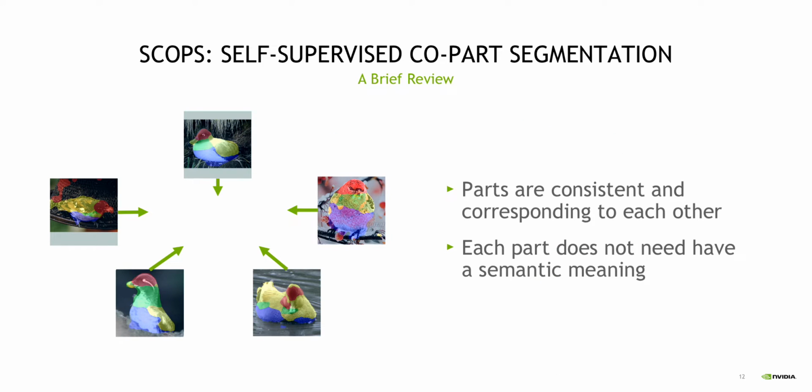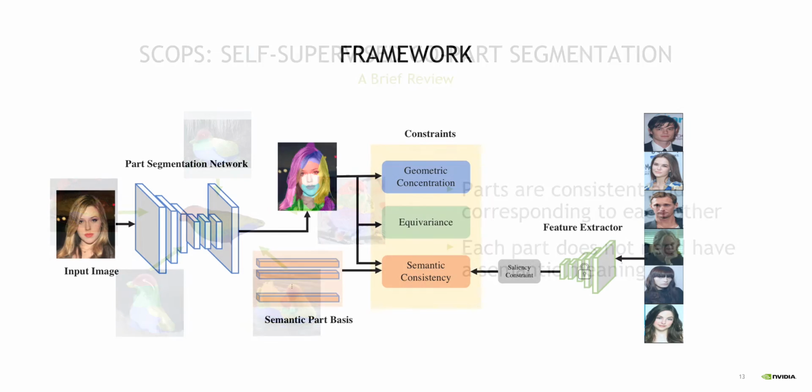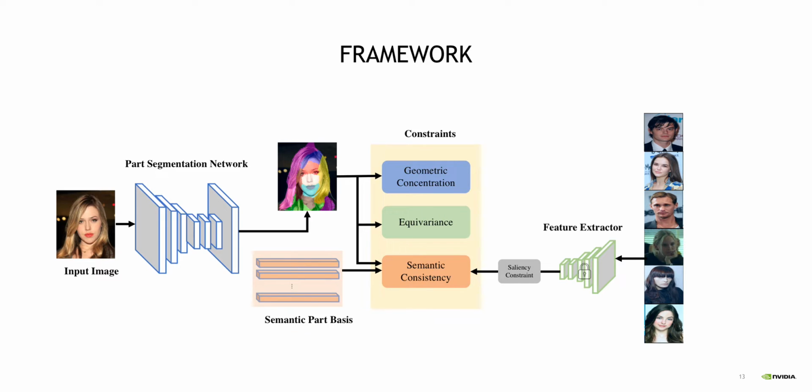So in this work, we try to address this problem by making use of SCOPS, a self-supervised co-part segmentation method. Essentially, this model is able to learn semantic parts that are consistent between different instances within a specific category. As a brief review, this model is supervised with the geometric concentration, equivariance regularization, and also a semantic consistency constraint, which is trying to perform the spatial clustering.